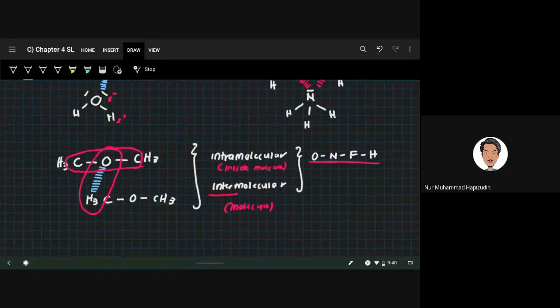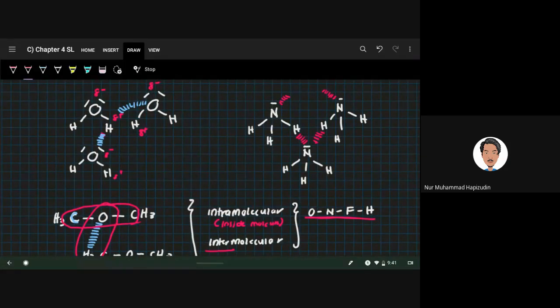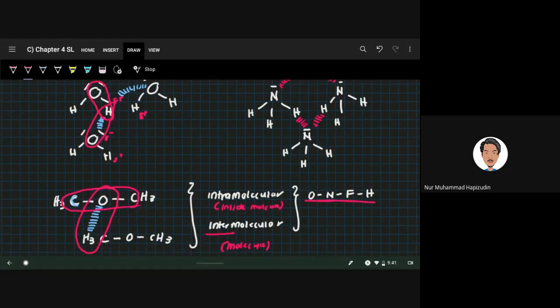So in this situation, oxygen is not bonding to hydrogen, oxygen is bonding to carbon. So this is not hydrogen bond. Compare to the example above that I gave: oxygen, hydrogen. This is intramolecular and intermolecular also. Hydrogen, oxygen. You see, this is hydrogen bond.